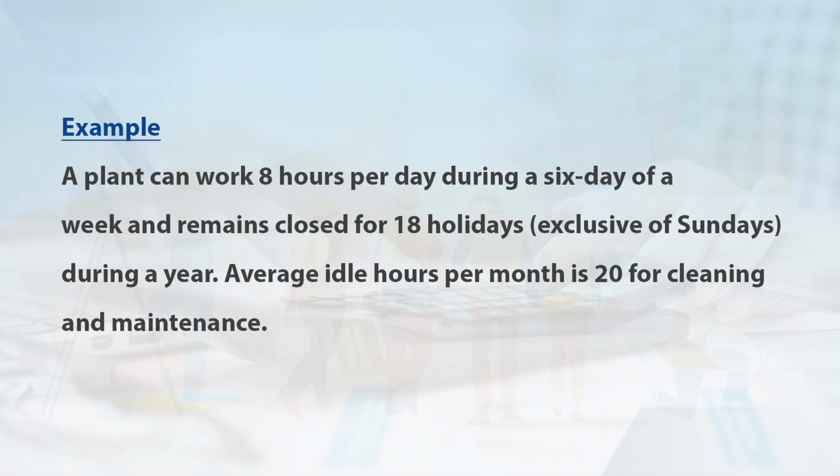For example, a plant can work 8 hours per day during a 6 day week and remains closed for 18 holidays exclusive of Sundays during a year. Average idle hours per month is 20 for cleaning and maintenance. Here, practical capacity is calculated as under.